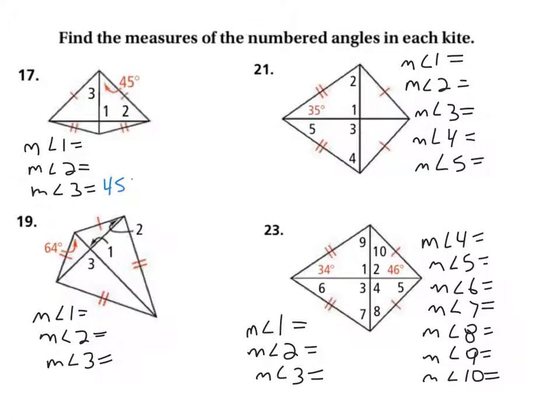We always know that kites form 90-degree angles at their diagonals. Their diagonals are perpendicular, so we get 90 degrees there. And of course, if we have 90 and 45 in this triangle right here, then what remains for the other angle is 45. That's what we get.